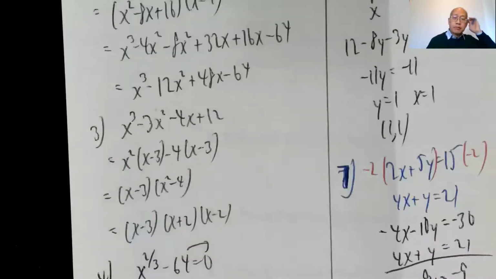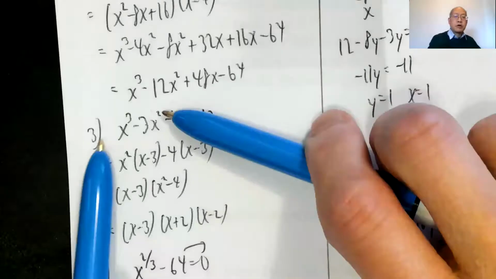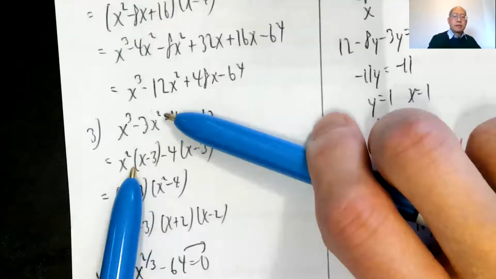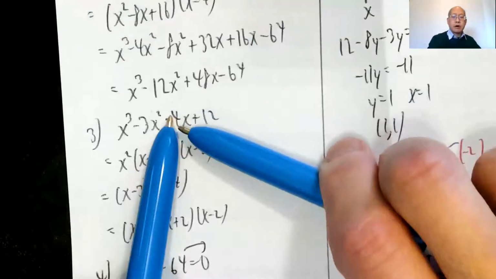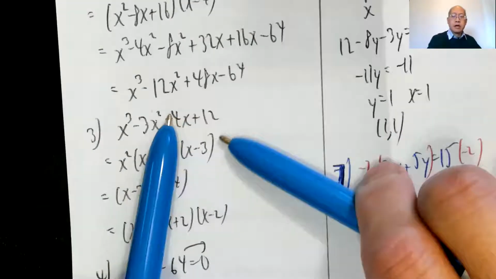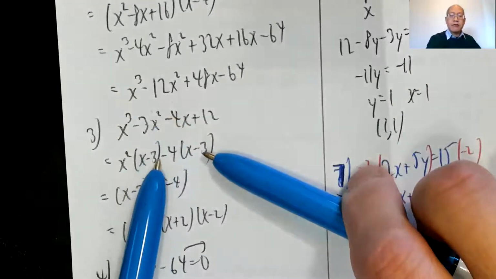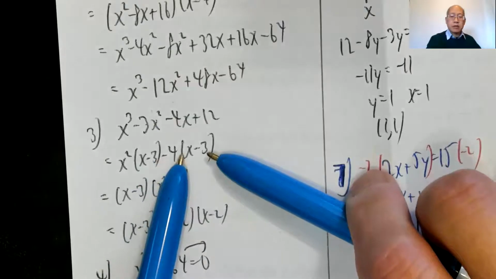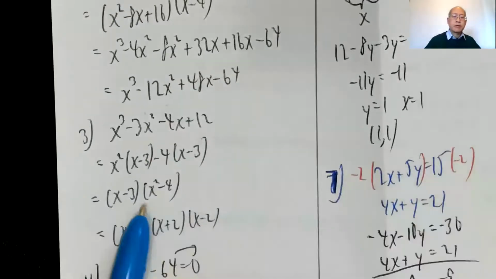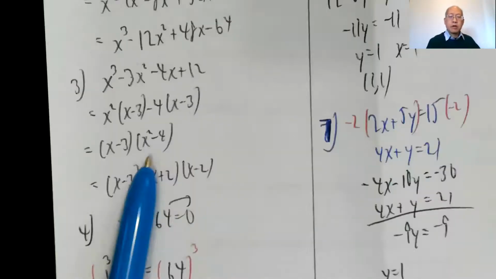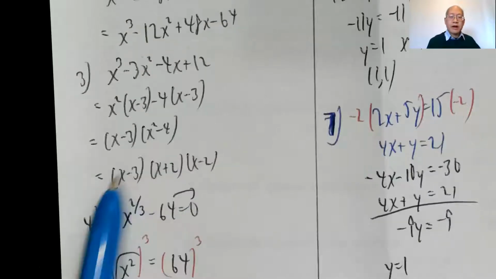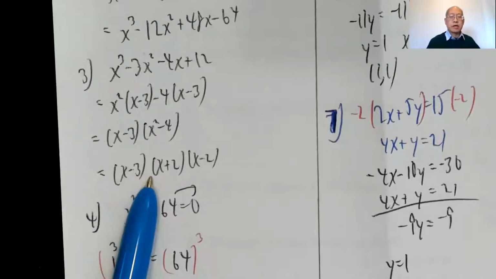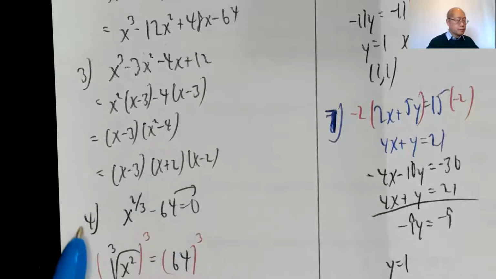3, factor by grouping. This pair here, you can factor out an x squared times x minus 3. So you know the way factoring by grouping works. You want an x minus 3 here. You can get that if we factor out a negative 4 times x minus 3. Then I pull out the x minus 3. That leaves me with x squared minus 4. And x squared minus 4 factors. So the final answer is x minus 3 times x plus 2, x minus 2.